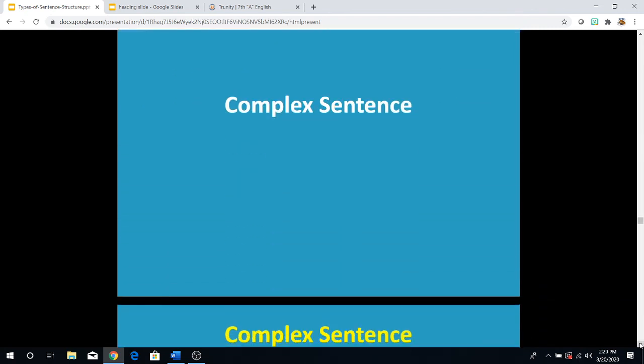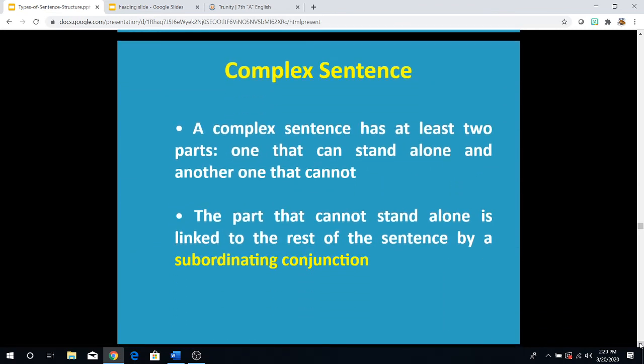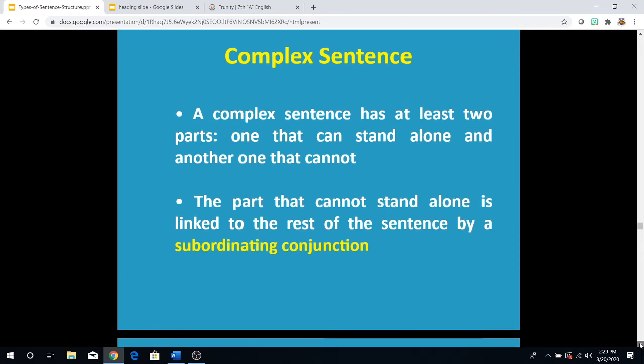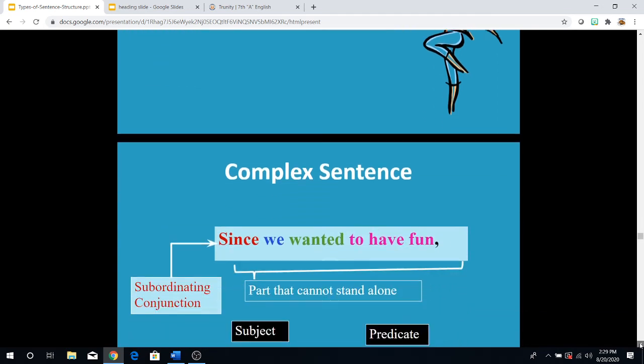Let's talk about complex sentences. A complex sentence has at least two parts, one that can stand alone and another one that cannot. The part that cannot stand alone is linked to the rest of the sentence by a subordinating conjunction. Here is an example of a complex sentence. Since my boyfriend and I wanted to have fun, we went to San Juan yesterday.